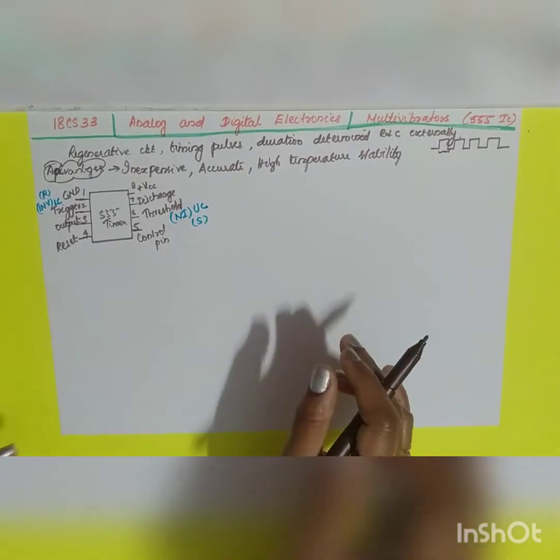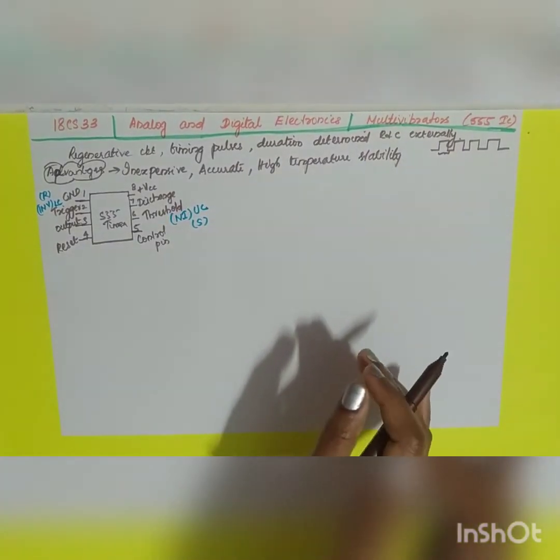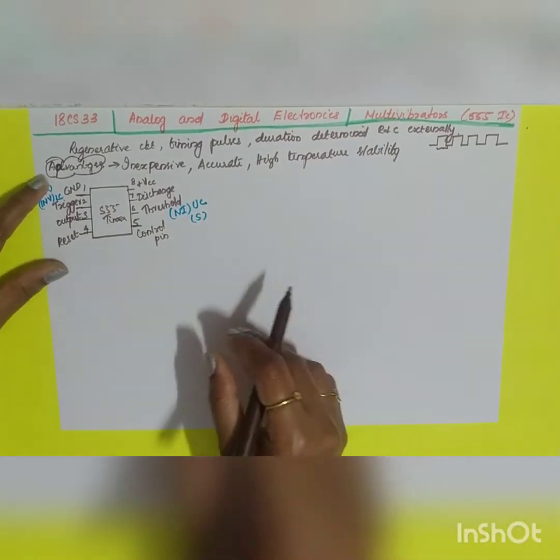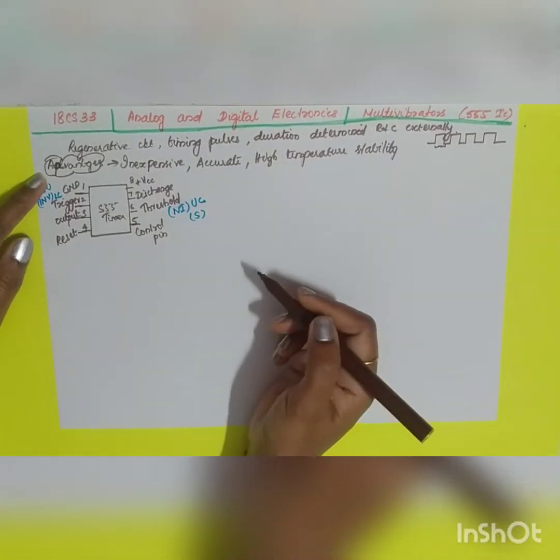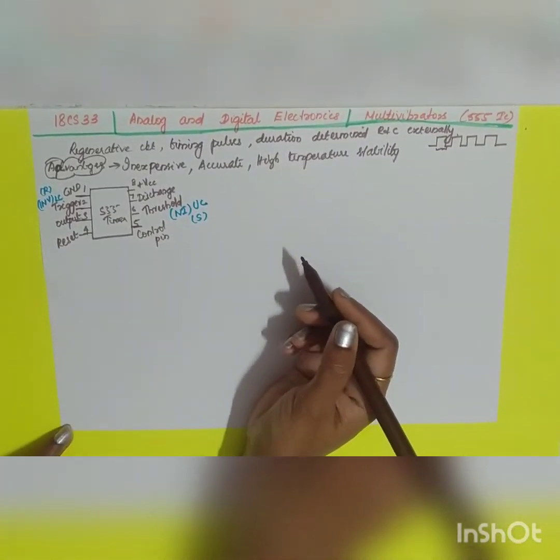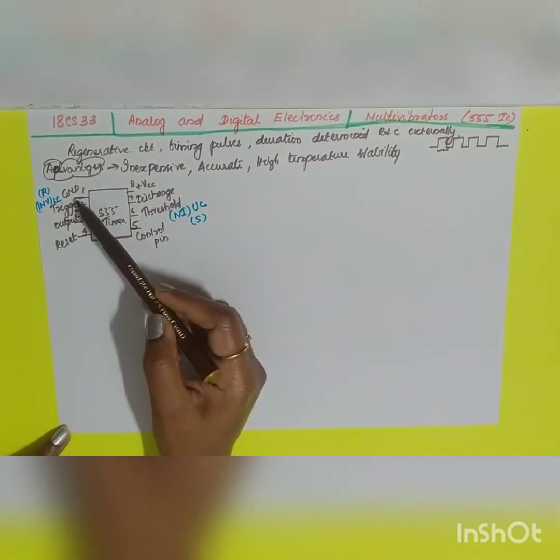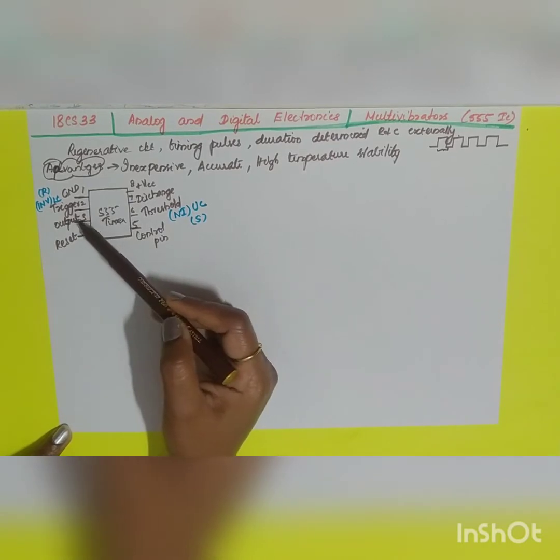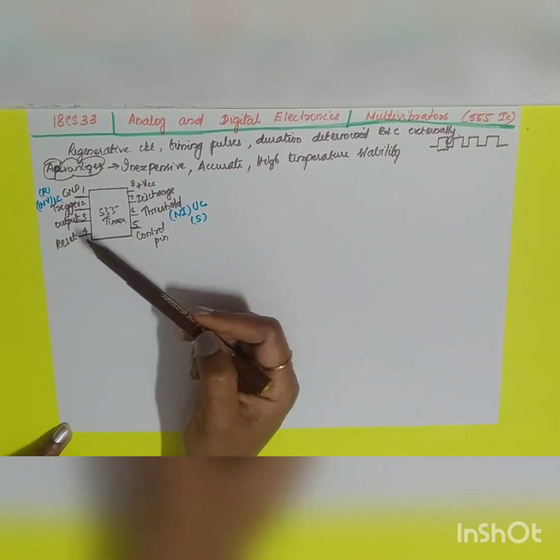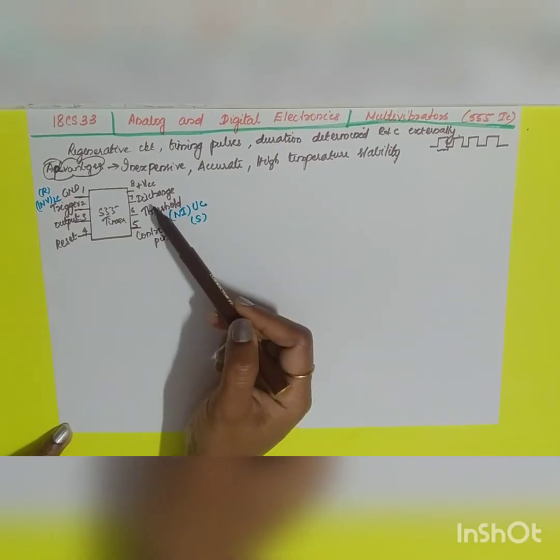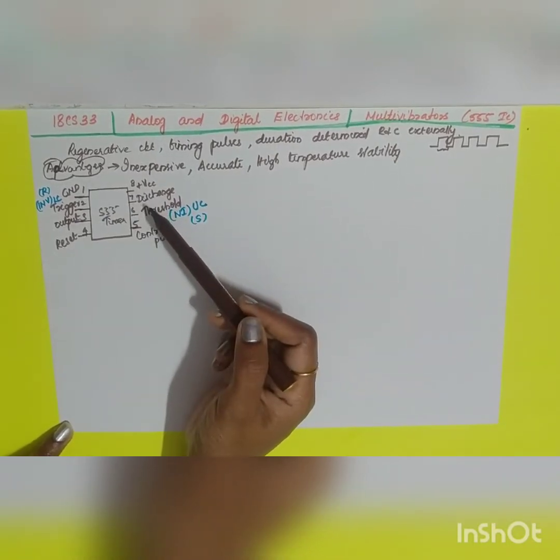So in this video I'll be explaining only the introduction of the multivibrator so that it is easy for you to study. In the next video we will see the functional block diagram of the 555 IC. So these are the 8 pins: first pin ground, second pin trigger, third pin output, fourth pin reset, fifth pin control pin, sixth pin threshold, seventh discharge, and your eighth pin will be your VCC.